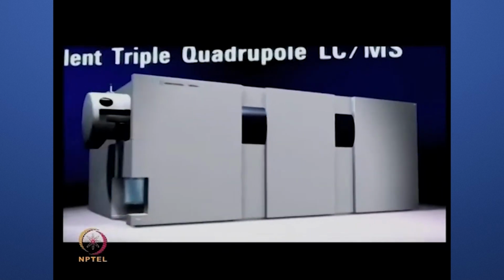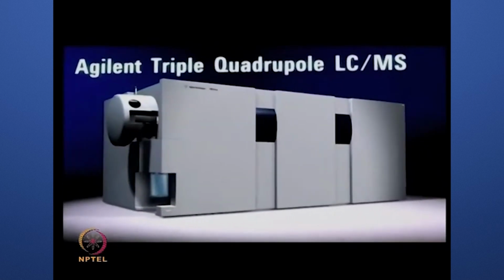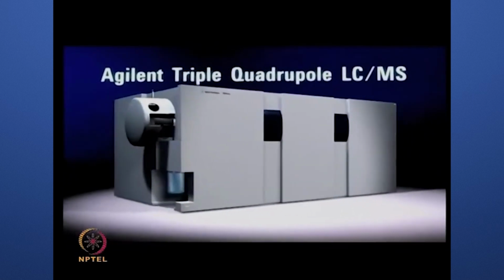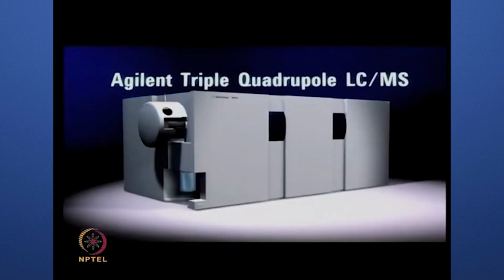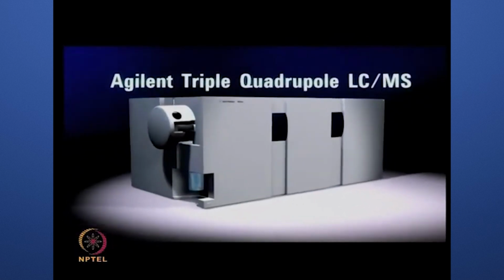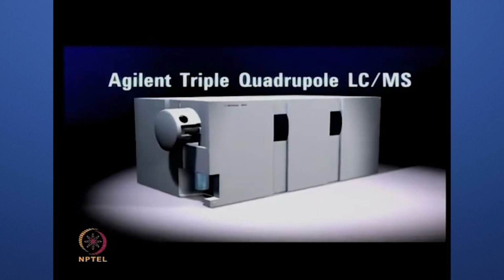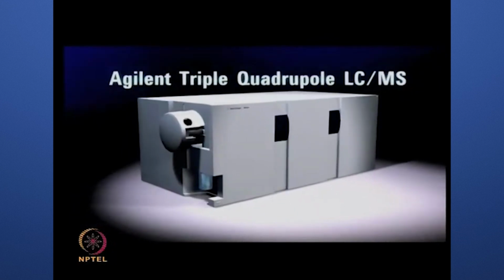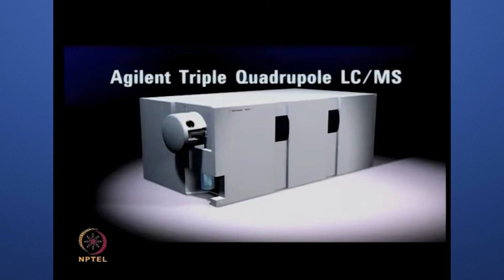The Agilent 6410 triple quadrupole LC-MS establishes a new standard for value in a triple quadrupole mass spectrometer. It delivers outstanding sensitivity, great ease of use, and legendary Agilent reliability, all at a very attractive price.